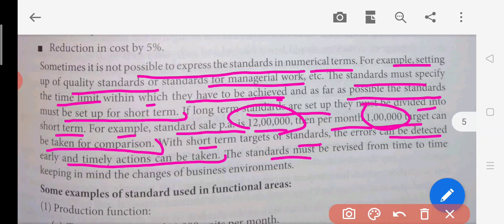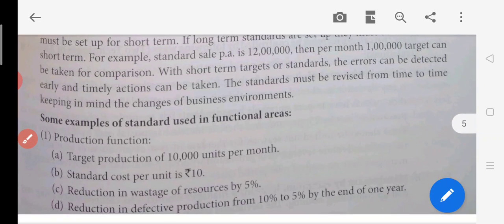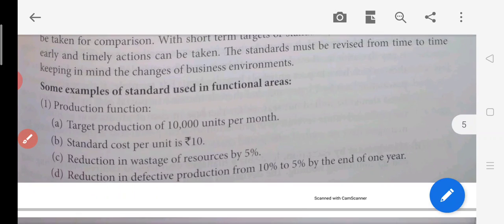So the standard must be revised from time to time, keeping in mind the changes of the business environment. If the business environment is changing, suppose in the social environment people are demanding more, then definitely your standard production should be increased. Then your standard may rise from 1,000 cars to 1,500 cars also.